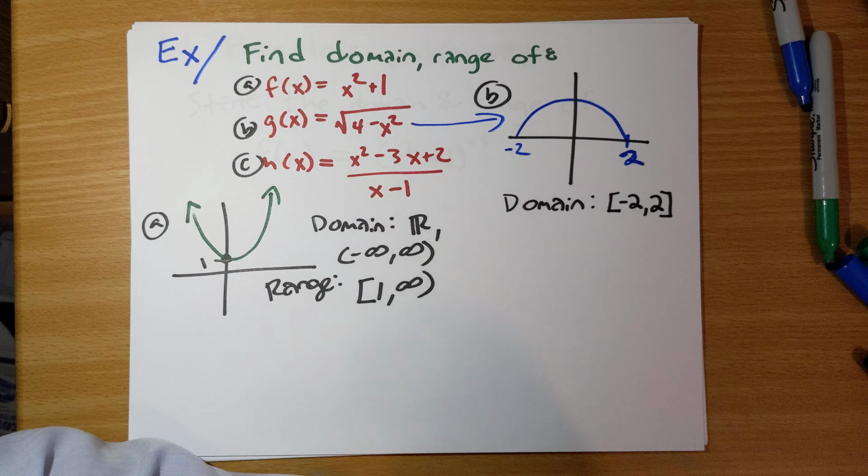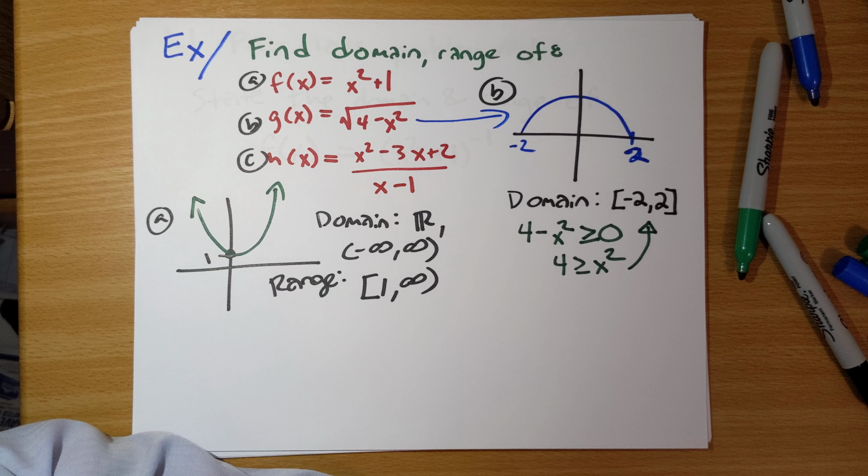How can we tell that? Well, remember, we can't take square roots of negative numbers, so that means that we want 4 minus x squared to be greater than or equal to 0. Rearrange this, you want x squared to be less than or equal to 4. When is x squared less than or equal to 4? When x is between -2 and +2 inclusive. Okay, so that's what's going on here for the domain.